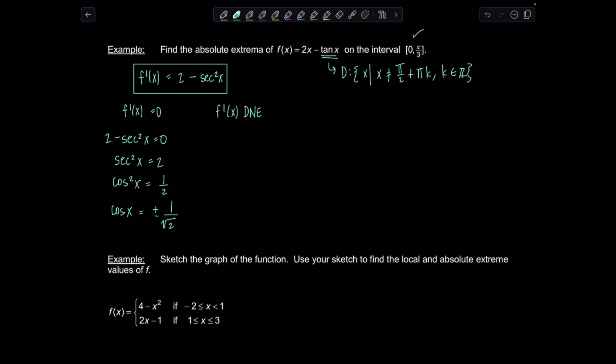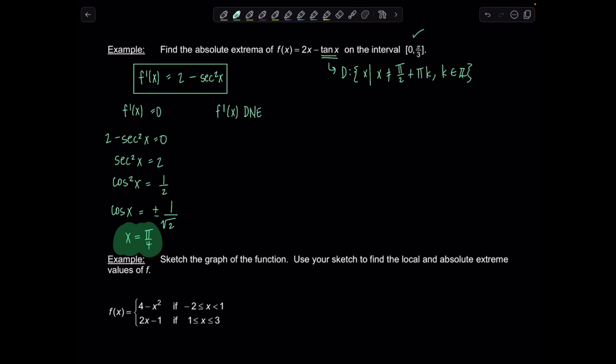Okay, so on the interval from 0 to pi over 3, cosine's never negative. So I'm not even going to consider cosine being negative 1 over rad 2. But cosine is positive 1 over rad 2, same as rad 2 over 2, at pi over 4, and that's within the interval. So that's a critical number right there. X equals pi over 4, okay? What about where f prime doesn't exist?